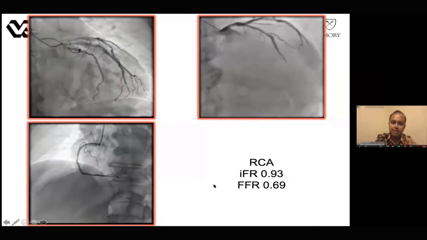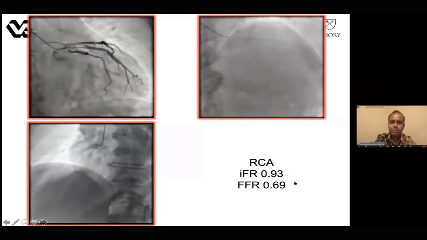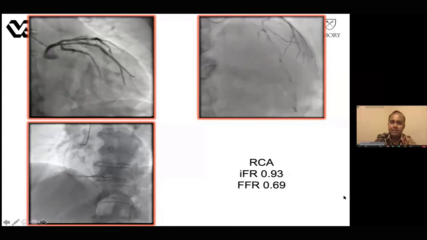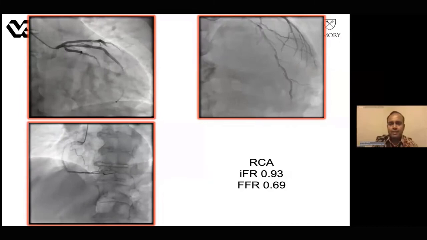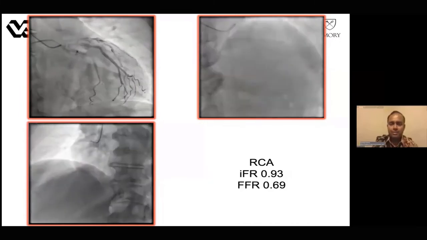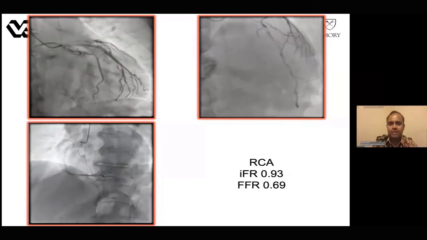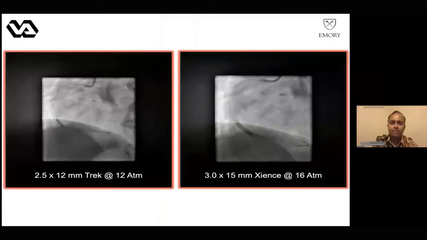Anyway, the operator at the outside hospital elected to do IFR of this, which was 0.93. Subsequently, he then did FFR, which was 0.69. Based on the fact that this was the only lesion the patient had that looked significant enough in a large epicardial artery, he then elected to proceed to PCI of this vessel.